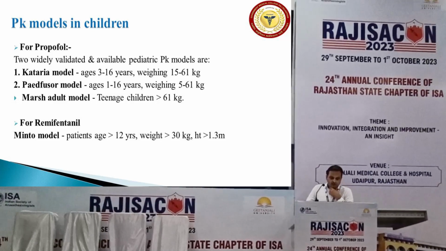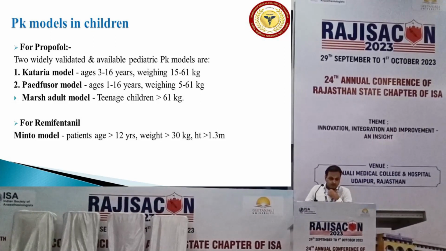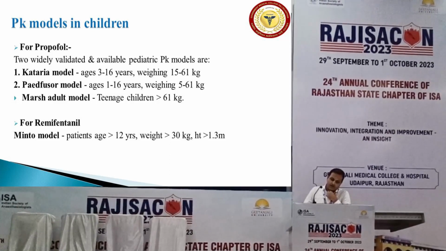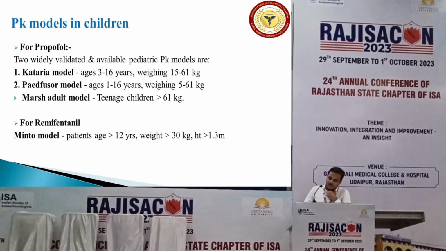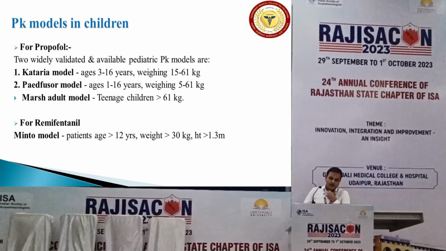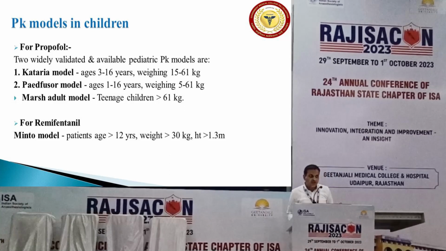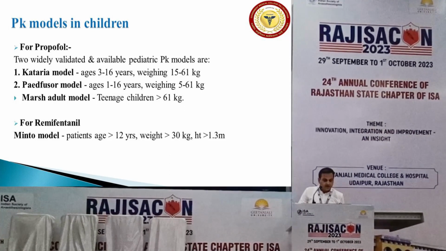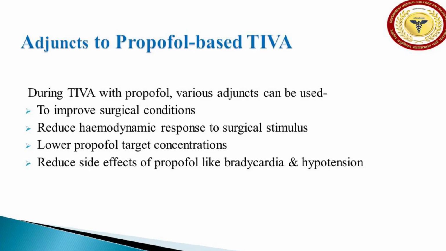Pharmacokinetic models in children for propofol. The widely validated and available pharmacokinetic models for children are the Kataria model and the Paedfusor model. Kataria is for 3 to 16 years and Paedfusor for 1 to 16 years of age. The Marsh model is used for teenage children of more than 61 kg weight. For remifentanil, the Minto model is used, as an adjunct to propofol-based TIVA.